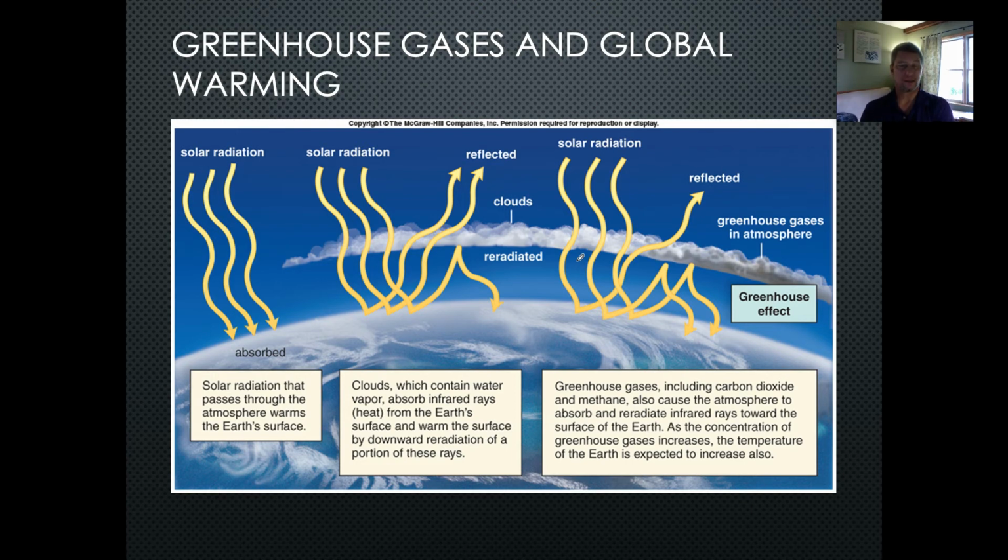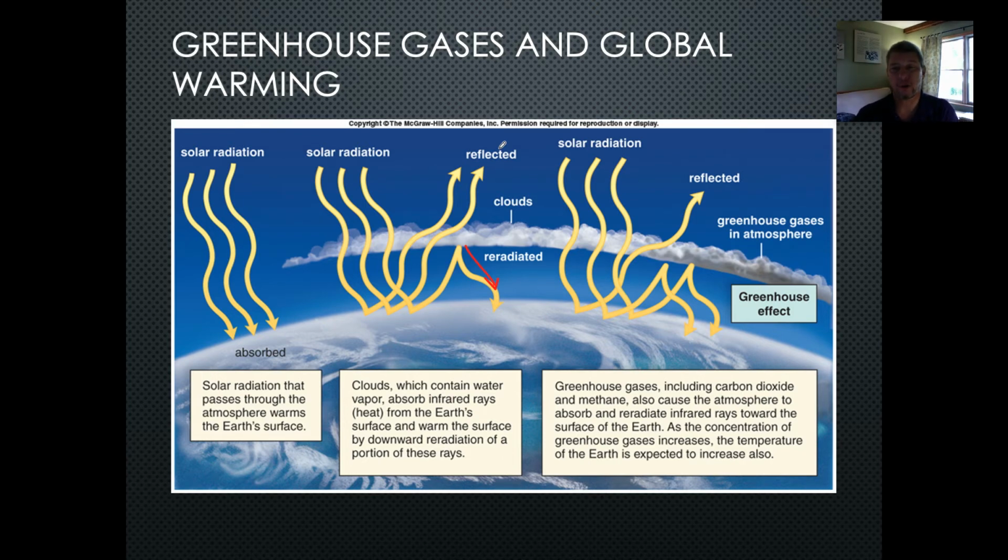That heat and some of the light is reflected back off of the surface of the earth and ends up hitting the clouds. Now, the clouds contain water vapor, and they can absorb some of the heat and then rewarm the Earth's surface by a downward re-radiation. And you can see that in the second portion of the diagram here. You can see some of the heat being directed back toward the Earth as opposed to being reflected back out of the atmosphere.